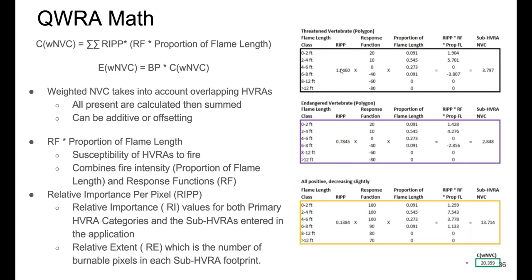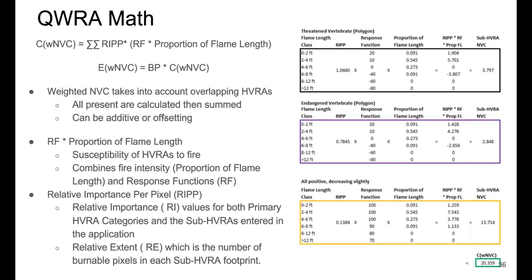It's looking at the relative importance, the response functions, the proportion of flame lengths for each of those sub HVRAs on that pixel just to come up with a value for that pixel. So this is how each of those inputs that you provide plays into that. It can get lost in the translation, but I think it's important to remember that it is taking into account overlapping HVRAs.